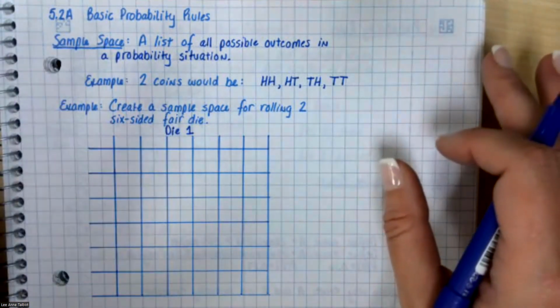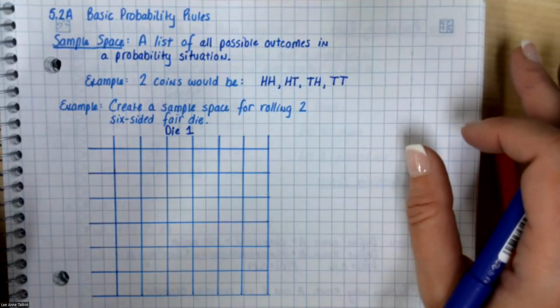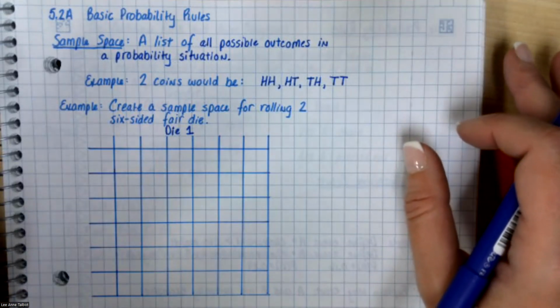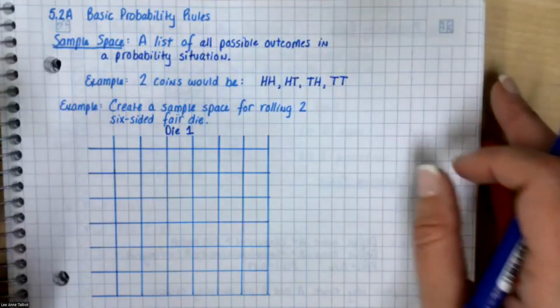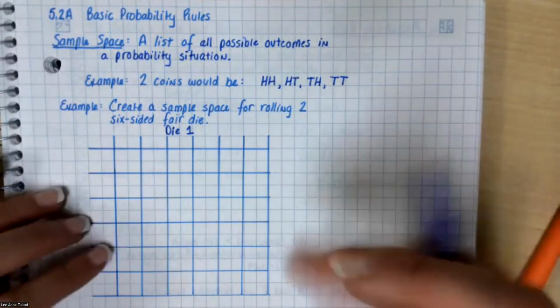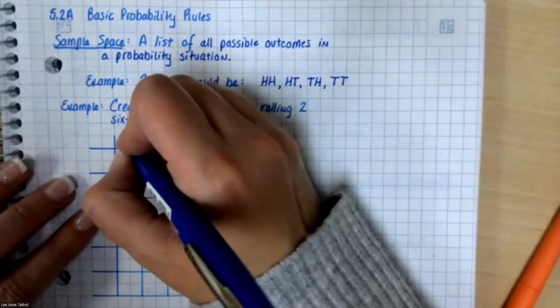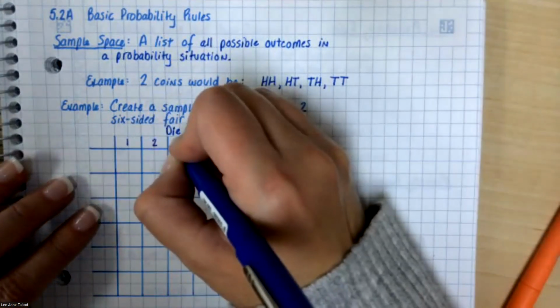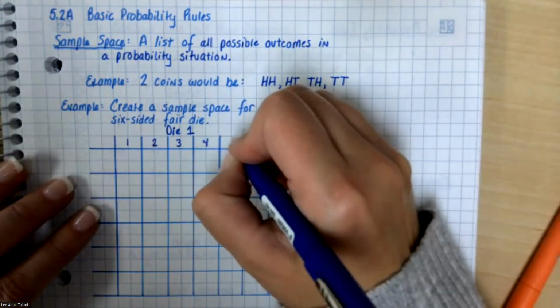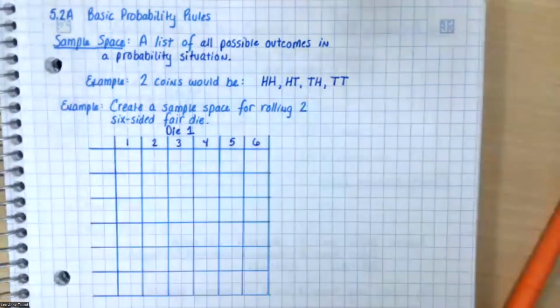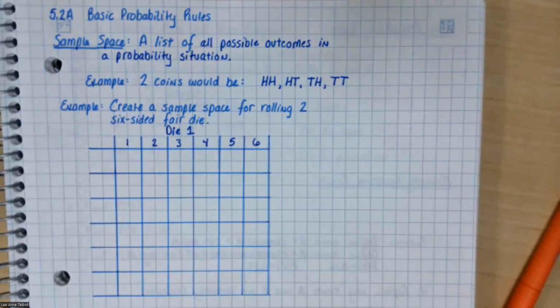I always have to say 6-sided and fair because people are like, oh, Mrs. Talbot, what happens if it's not a fair one? I'm like, okay, yeah, that's fine. This is the sample space for rolling a 6-sided fair dice. Does that make sense? Yeah? You guys got that? Okay.